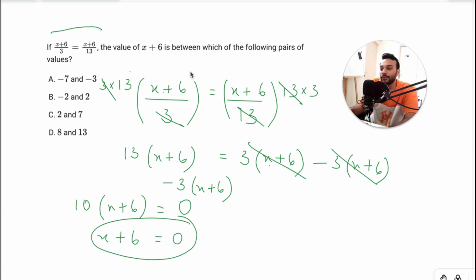So that is between -2 and 2, as we can see, option B. 0 is, this is the only option which contains 0 in between. Okay, so we try to find the value of x plus 6. What was the other way to do this?